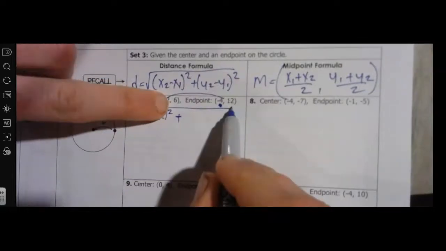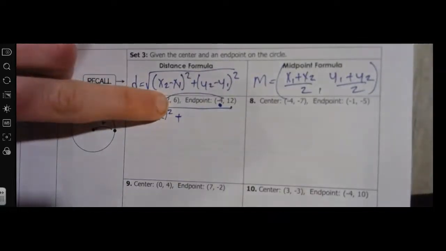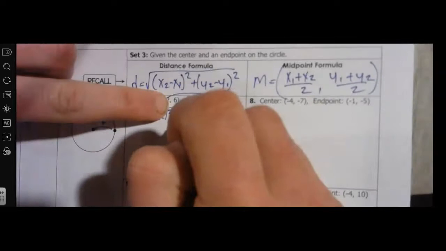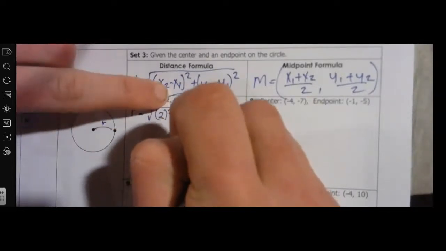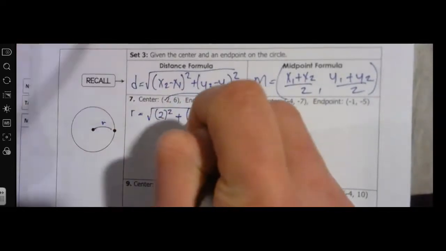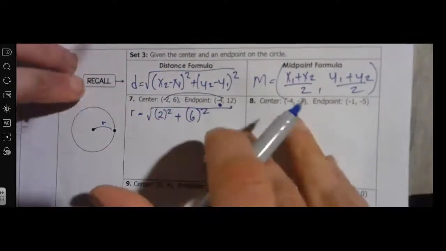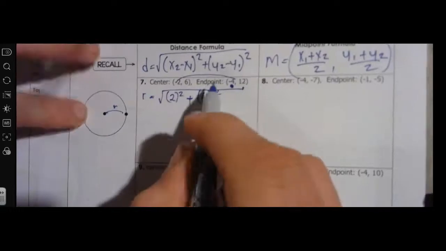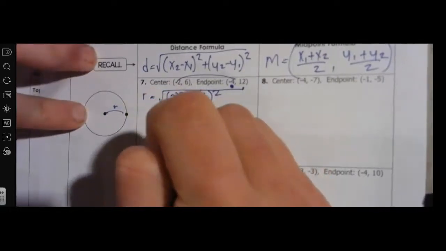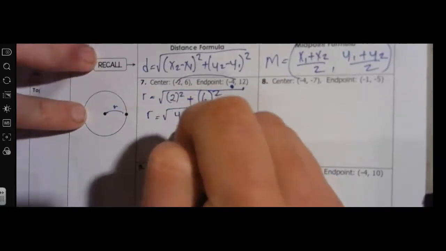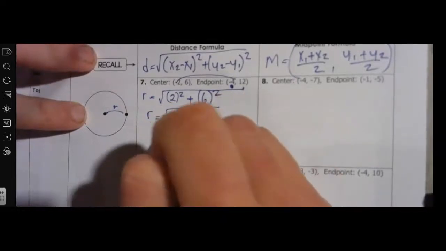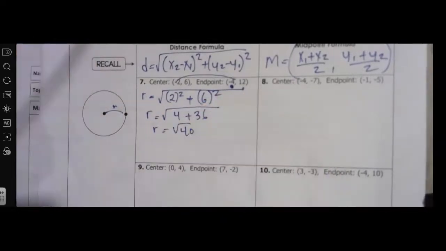How far is 6 away from 12 on the number line? 6 spaces. So forget the minus and the plus. I don't actually like using formulas, to be honest with you. It's going to be 6 squared. It doesn't matter if it's 6 squared or minus 6 squared, it's still going to give you 36. Distance is always positive, so it's not really worth it. Just ask yourself how far on the number line they are. So the radius is going to equal the square root of 4 plus 36, which is the square root of 40. So our radius is the square root of 40.